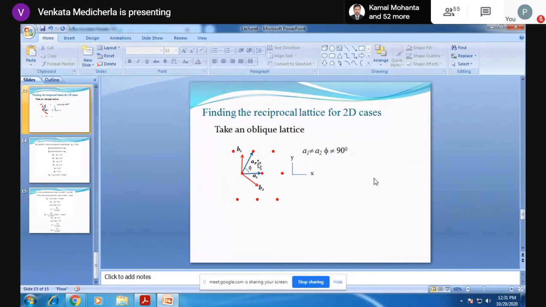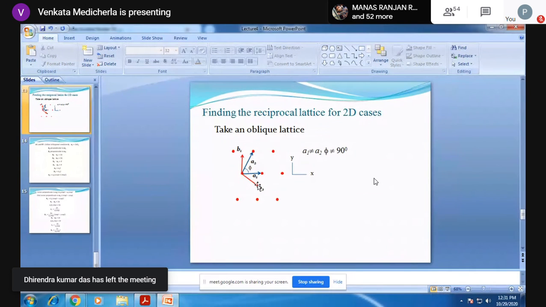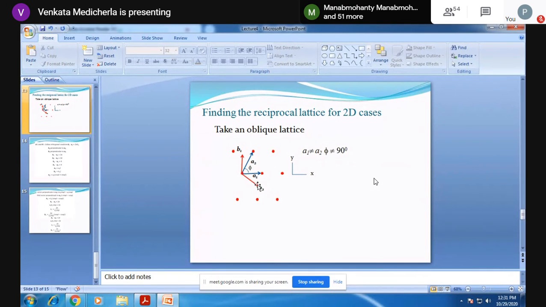A1 should be rotated anti-clockwise to get B1. A2 clockwise to get B2. Don't rotate them in the same direction by 90 degree. That doesn't help. When you rotate them in the same direction rigidly, the angle between them is not going to change. That you will not get reciprocal lattice. How do you know this one rotates clockwise, one rotates anti-clockwise?